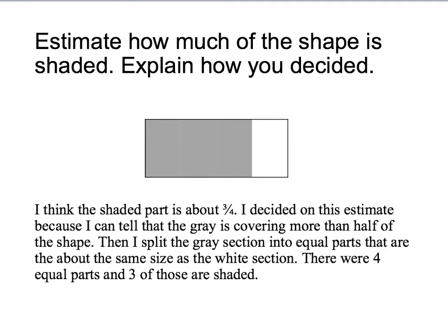I decided on this estimate because I can tell that the gray is covering more than 1/2. Remember, that's what we talked about very first. And then I split the gray section into equal parts that are about the same size as that white section. So again, this is what we did on the last page. We split it up so all of the sections were about the same size as the unshaded. There were 4 equal parts and 3 of those are shaded. So that's how we got the estimate of 3/4.